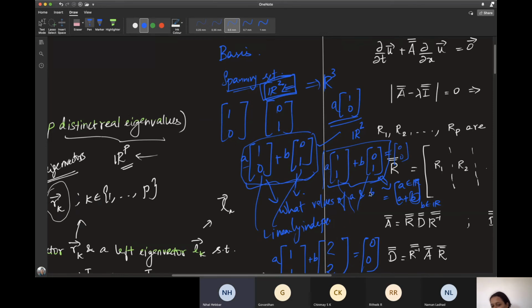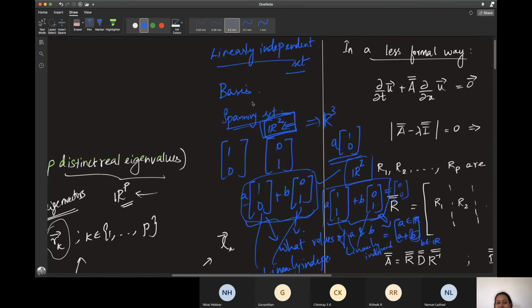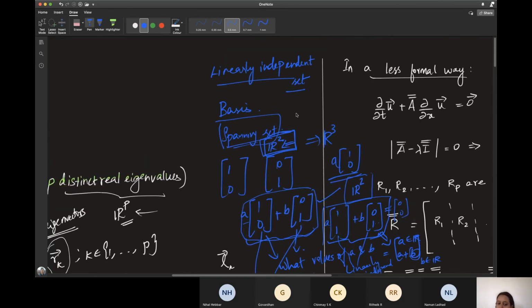A and B being 0 is the only possibility. So these are linearly independent as well, and from these two vectors you can get the whole of R2. A spanning set is something like this: you take some vectors and put them in a set. Now those vectors should be able to give you the whole R2 or R3 or R4, whatever the space is. In that case, you say that this set spans R2.